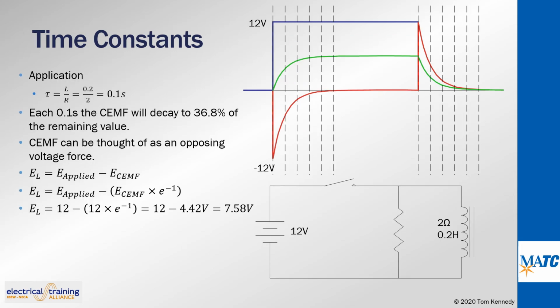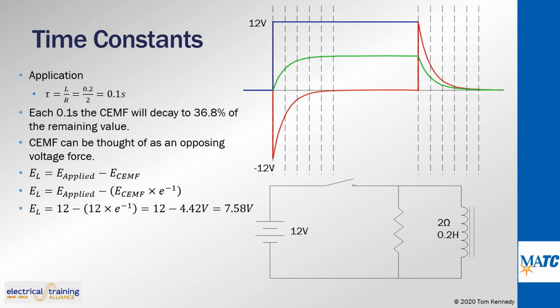During the application of voltage when the switch is closed for this circuit, the initial counter-EMF developed per Lenz's law will be -12 volts. As the magnetic field expands, the CEMF will peak at -12 volts. This peak CEMF will begin to decay as the magnetic field reduces the relative motion. Applying the time constant formula for the 0.2 henries divided by 2 ohms, the time constant period is 1/10 of a second. In 1/10 of a second, the CEMF will decay to a value of -4.42 volts, which is 36.8% of 12 volts.